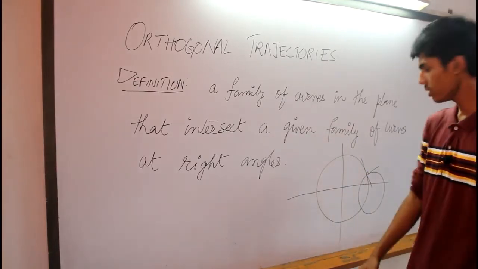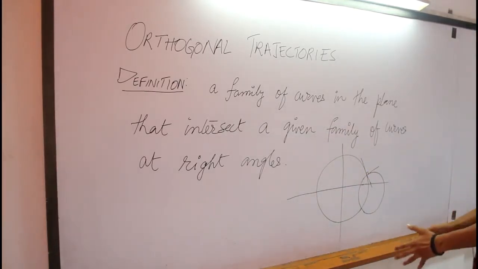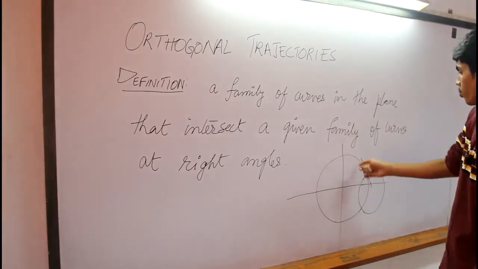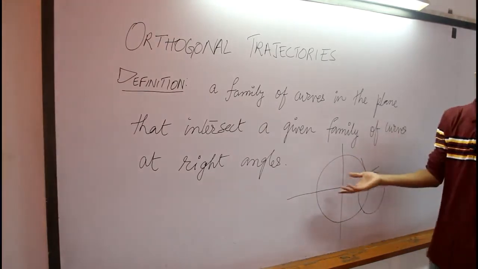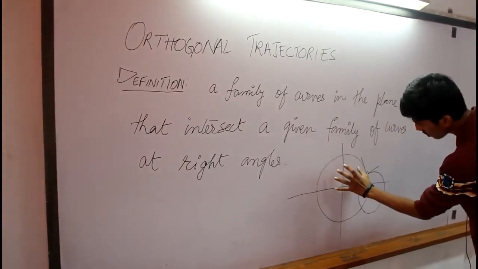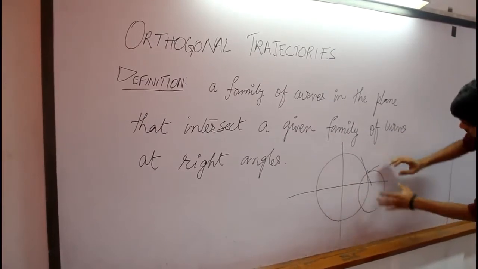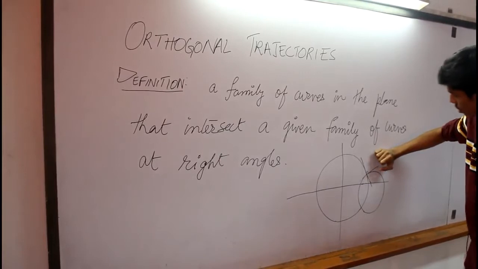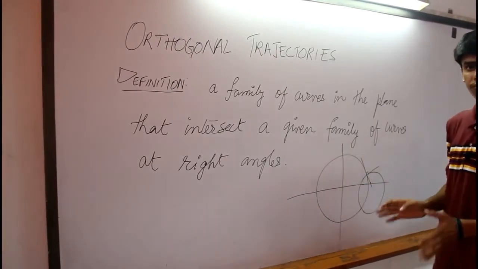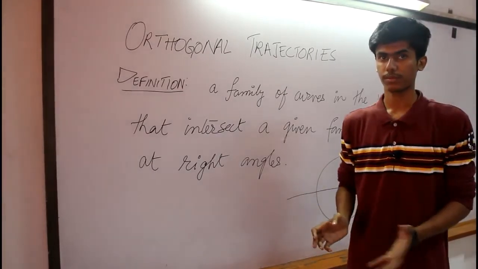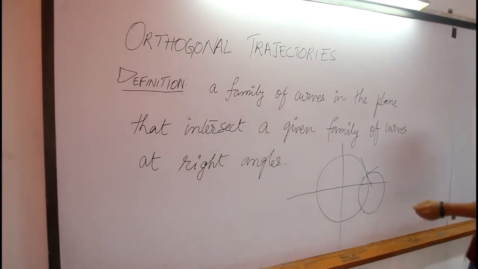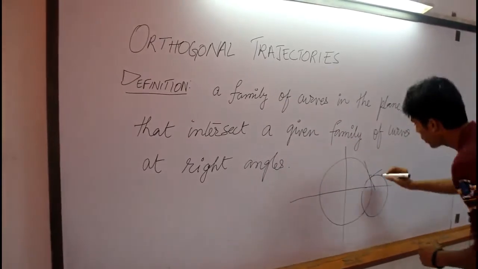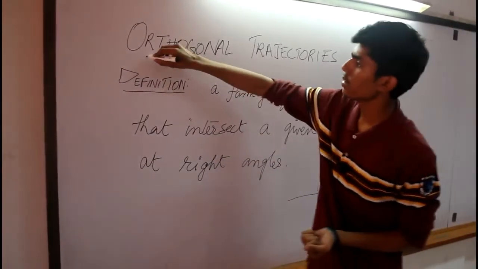Now this means that if there are two curves, say one is a circle, and we have another circle, and when we draw tangents to those circles, we will have a set of tangents which are perpendicular to each other. So those sets of tangents will be known as orthogonal trajectories.